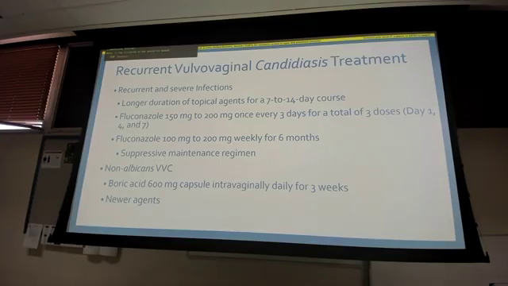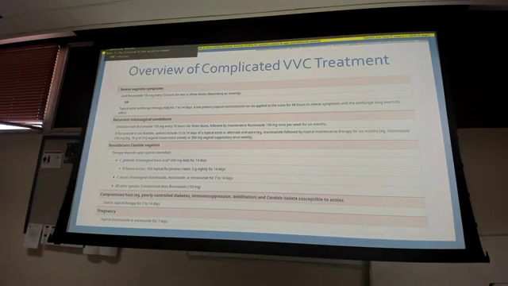For non-albicans, usually for those, we're getting a culture and susceptibility report to help guide therapy. But we can use boric acid capsules intravaginally daily for 3 weeks, and then some of those newer agents I talked about, so the oteseconazole, and no longer ibrexafungerp, but some of those agents we can consider. With those, since they are newer, you're more than likely to have to do a PA for your patient. Here, this just gives an overview of complicated VVC treatment. Again, you don't have to memorize dosage, routes, and things like that.